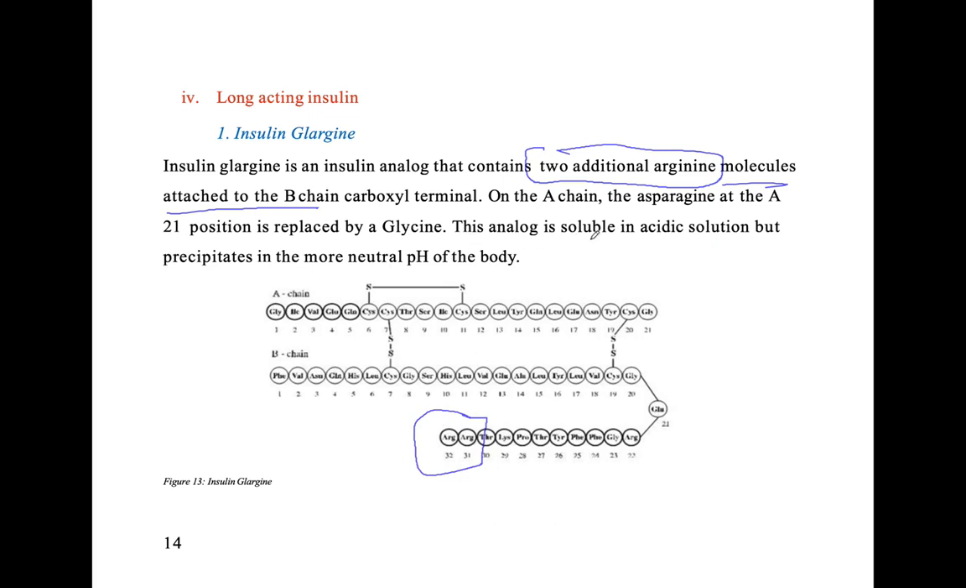Now this particular analog is going to be soluble in acidic solution, but it's going to precipitate in the more neutral pH of the body. What does that mean? If it precipitates, that means it aggregates. It's not soluble. So that analog is going to be absorbed slower, which gives it a longer duration of action.